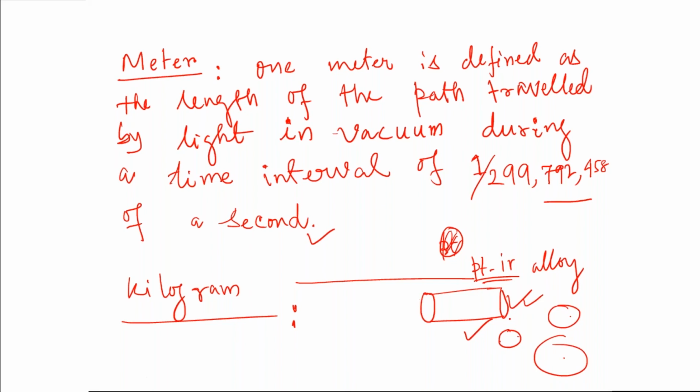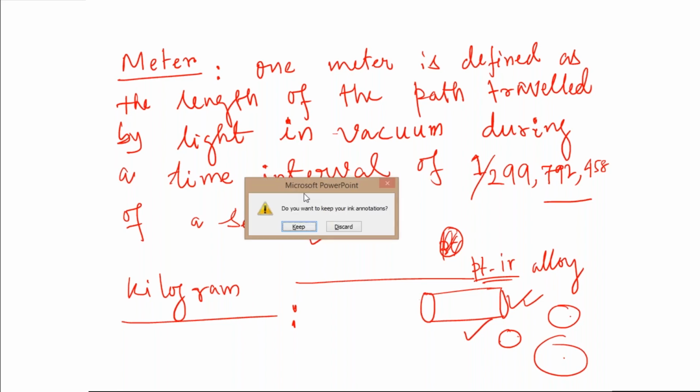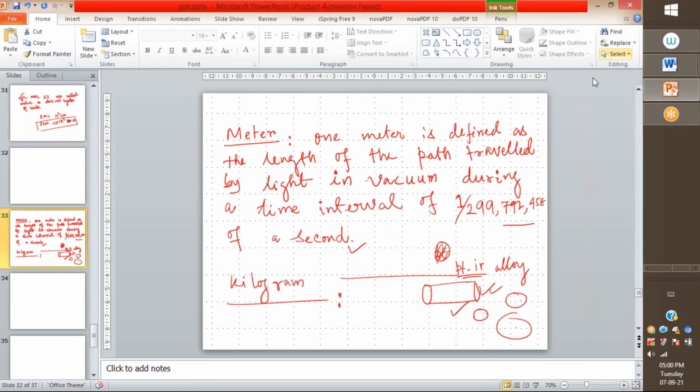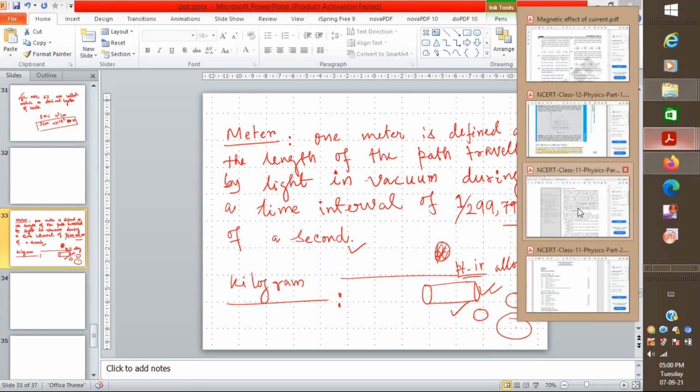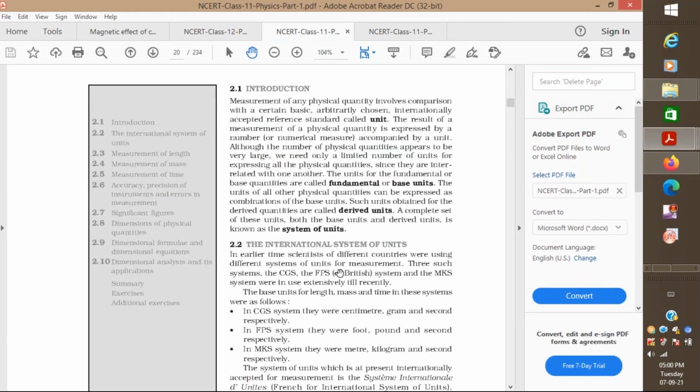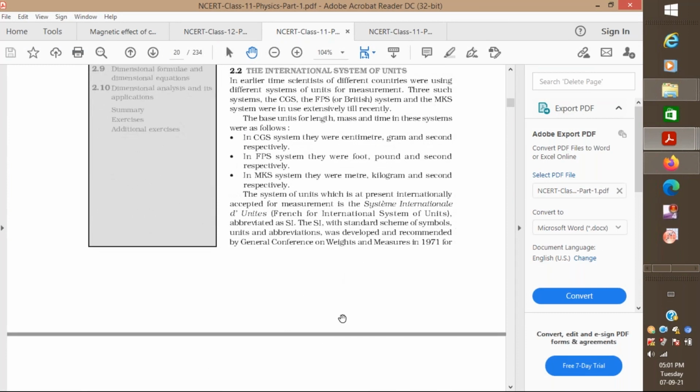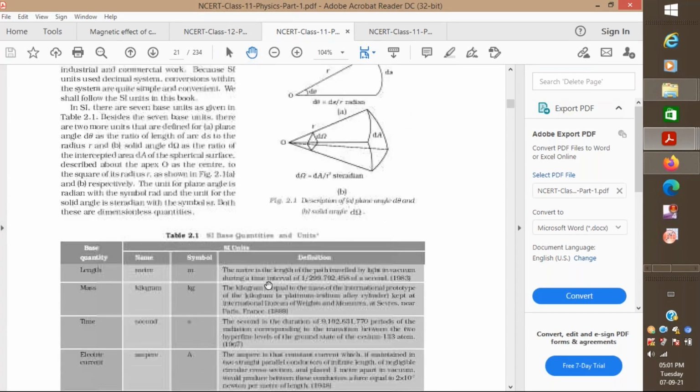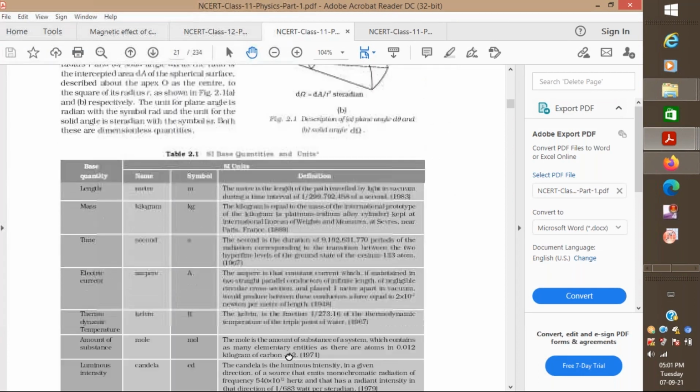Understand? I think you can get these definitions in your book. I'll show you where. So you have to just read and learn, but I don't think you have to memorize all of this, because these are nowhere going to be asked, like what is 1 kilogram. But for your knowledge you have to learn and remember how 1 kilogram is given. Here are all the units.